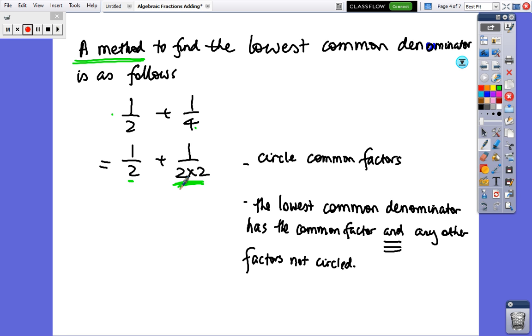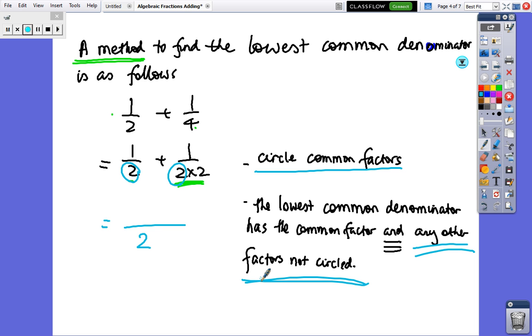So in this method, which I want you to use only if you're not sure what the lowest common denominator is, you circle the number that is in both, and that number comes down. So you circle the common factor, and then the other factors are any other numbers that aren't circled. There's a number that I didn't circle, so that means that 4 is the lowest common denominator. Then this number needs another 2, so you double it, so 1 times 2, and this number has got both the numbers, and so we get the 3/4.